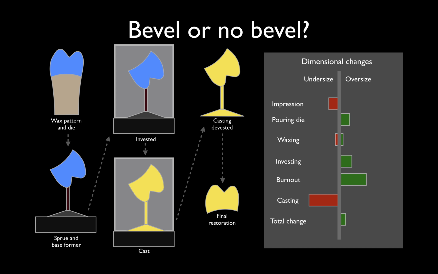Well, there are a number of dimensional changes that occur with everything we do to fabricate a cast gold restoration, from taking the impression to actually casting it. The wax distorts. The investment distorts. Burning out things, casting gold metal and having the metal cool. All of these dimensional changes occur, but ultimately we know at the end of the day we get one total change, and that's a slightly oversized restoration. So the restoration's a little bit bigger than the preparation itself.